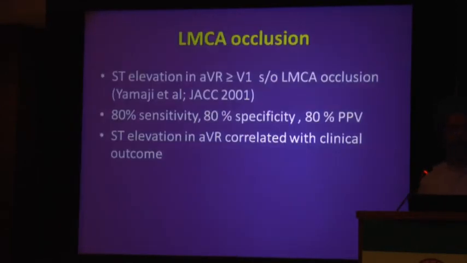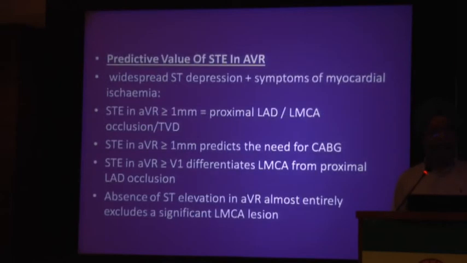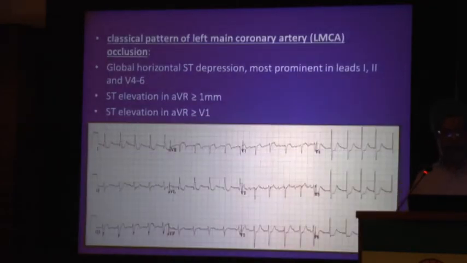So left main blocks are if there is ST elevation in AVR, which is more than V1, this has a sensitivity and a specificity pretty high. So look at AVR lead whenever you are dealing with anterior infarct. Something, if I have to give you one simple take-home message. And these are some of the parameters which tell you how to diagnose left main disease.